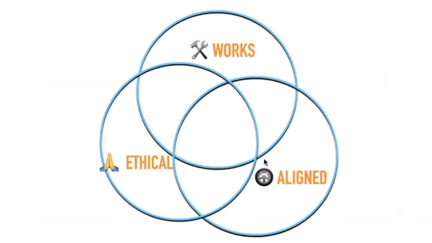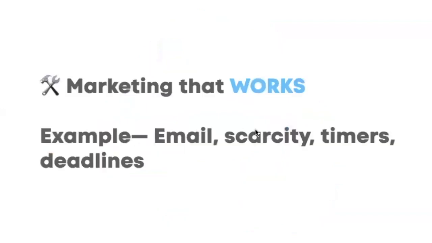So three types of marketing. There is marketing that works. There is marketing that is ethical, and there is marketing that is aligned with your core messaging, with your core reputation, with the brand that you want to create. And again, we've talked about creating this by design, not by default. Let's walk through each of these three. Number one, you have marketing that works. Some of the elements of marketing that works include email. It includes scarcity, meaning you got a limited number of something. It includes timers and countdowns with deadlines. That is all marketing that works.